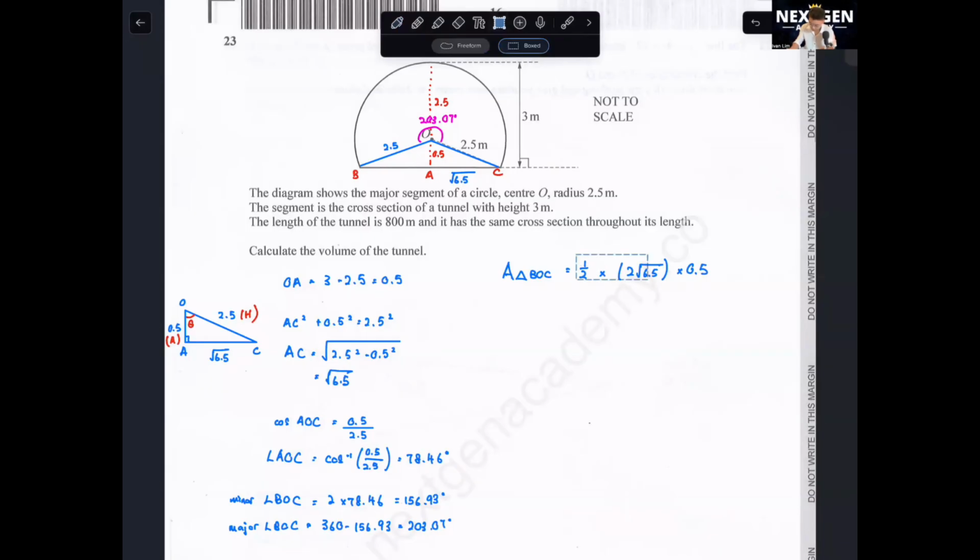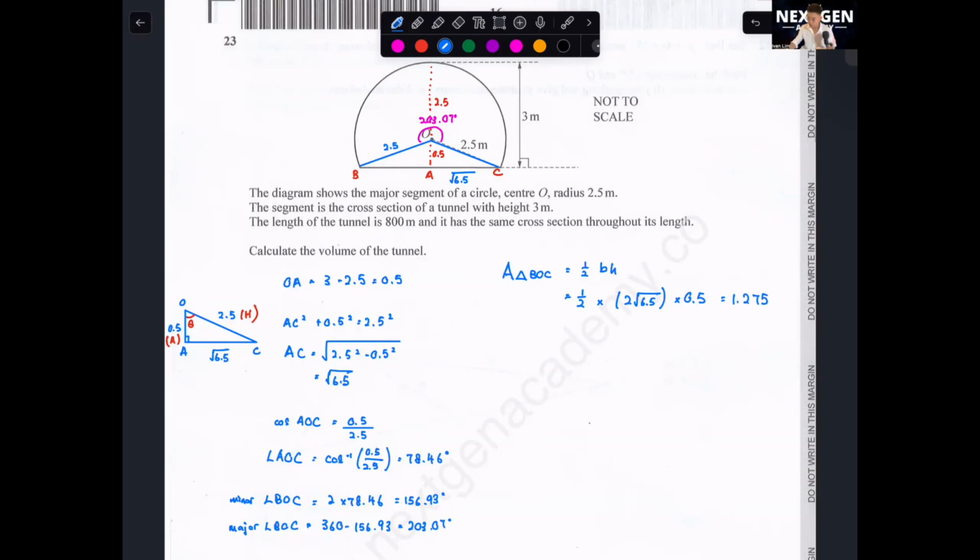Okay, better write down the formula so that everyone is clear what formula we are using. Half times base times height. So 1 over 2 times 2 root 6.5 times 0.5. Okay, this will be 1.275.